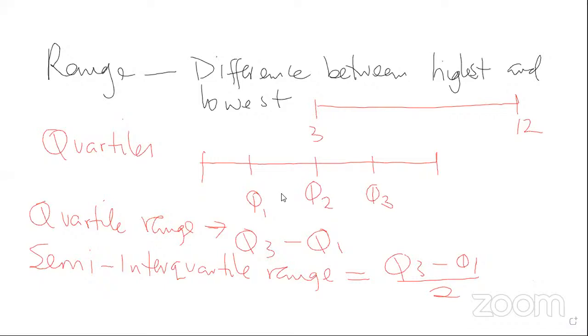This semi-interquartile range is also known as quartile deviation. So if you see the words quartile deviation and semi-interquartile range, they just mean the same thing. All those definitions are derived from the things we have already done. Range is highest minus lowest. We know the 3 quartiles. Quartile range is Q3 minus Q1. Semi-interquartile range is half of the quartile range, which is also known as quartile deviation. The difference between range and the quartile range, I think I've already answered that, Noel.